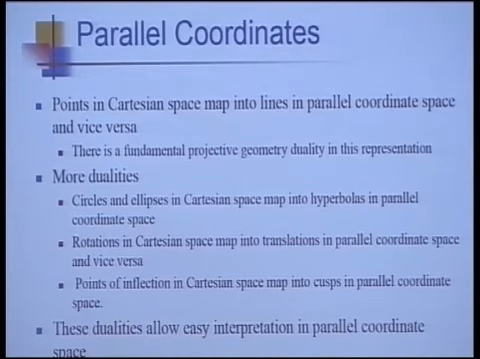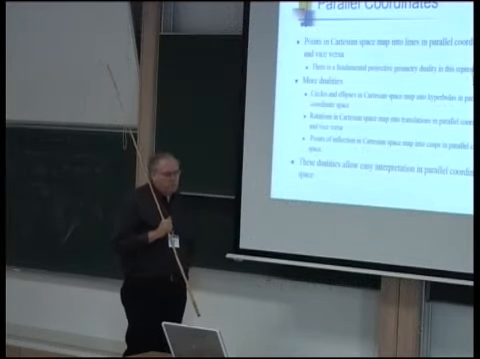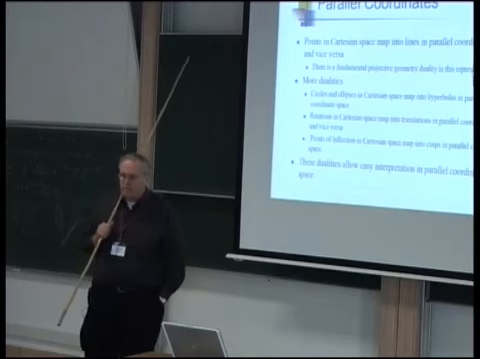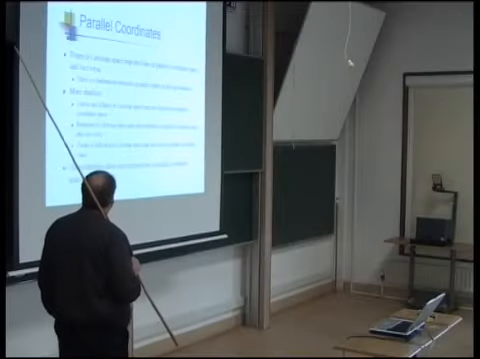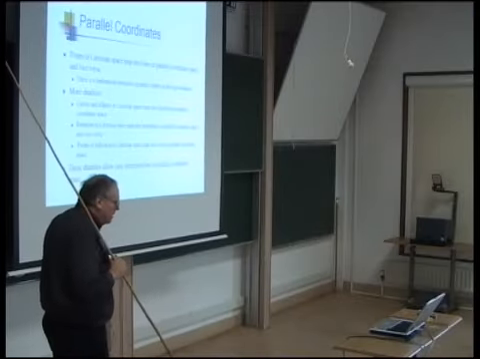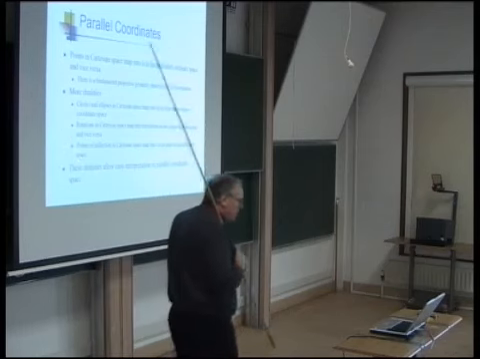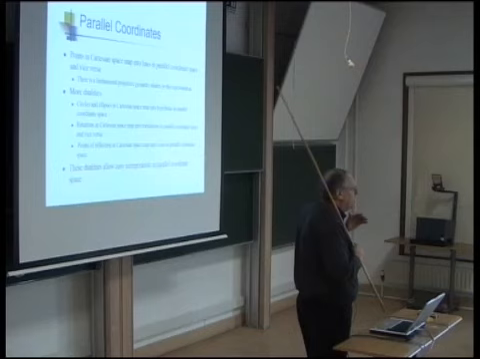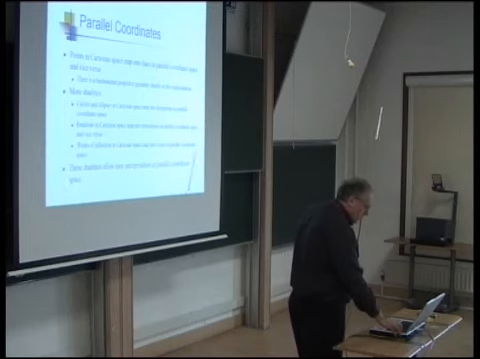There's other interesting dualities. Rotations in Cartesian space map into translations in parallel coordinate space and vice versa. One of the interesting things is that points of inflection in Cartesian space, which are relatively hard to diagnose, map into cusps in parallel coordinate space, and so cusps are relatively easy to see. So a fundamental idea is that these dualities allow a relatively easy interpretation. Things that you see in Cartesian space, you can also see in parallel coordinate space, but parallel coordinate space has the advantage that you can stack up the coordinate axes, and so you can see higher dimensional structures.